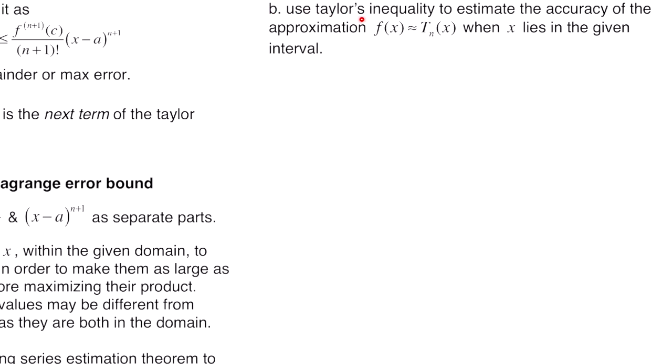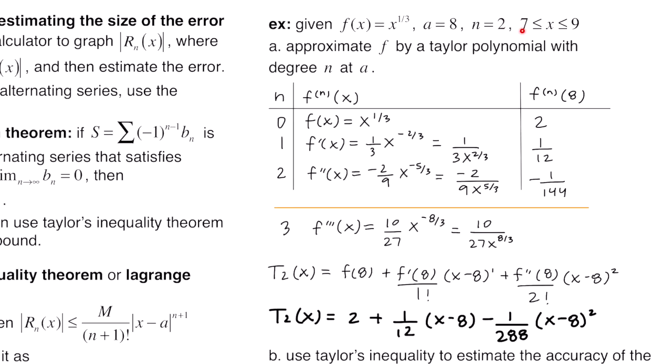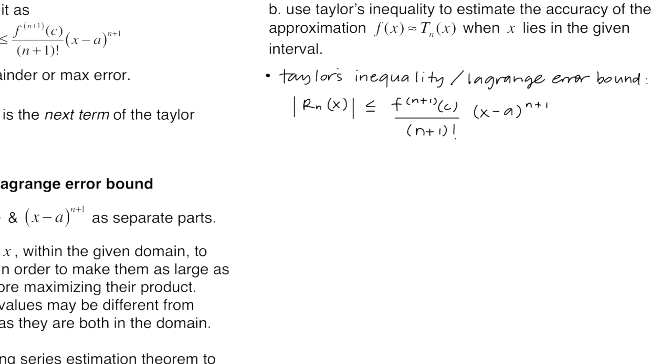Part B says use Taylor's inequality to estimate the accuracy of the approximation f of x is approximately equal to our second degree Taylor polynomial when x lies in the given interval. So our interval is from 7 to 9. And because n is 2, it's a second degree Taylor polynomial, which we identified right here. Taylor's inequality, or a Lagrange error bound, uses this formula right here. And since we found the second degree Taylor polynomial, we're calculating R sub 2 of x.